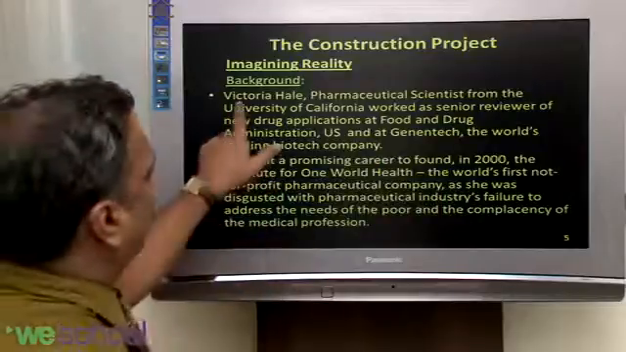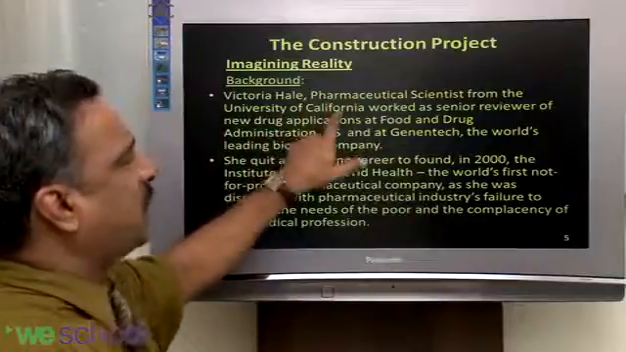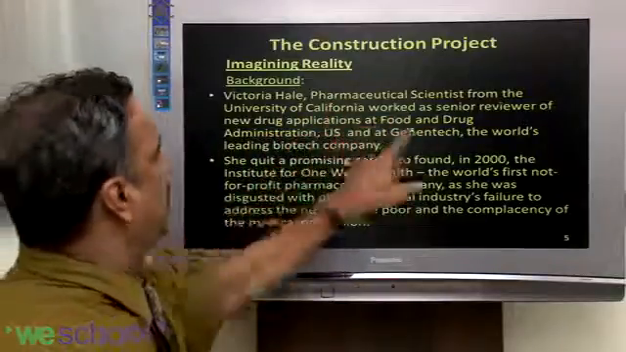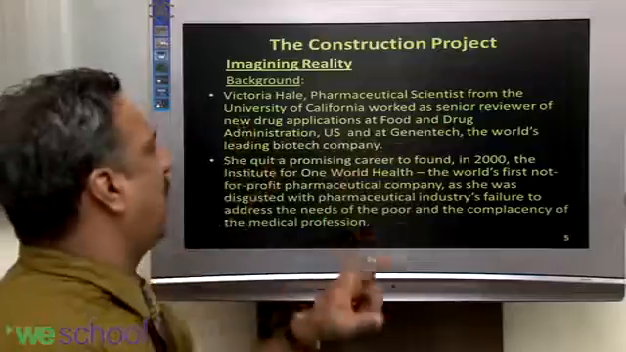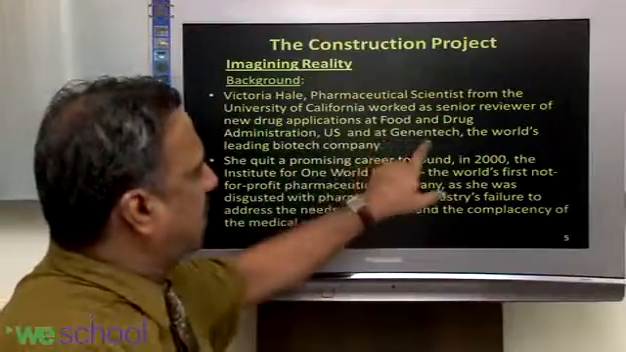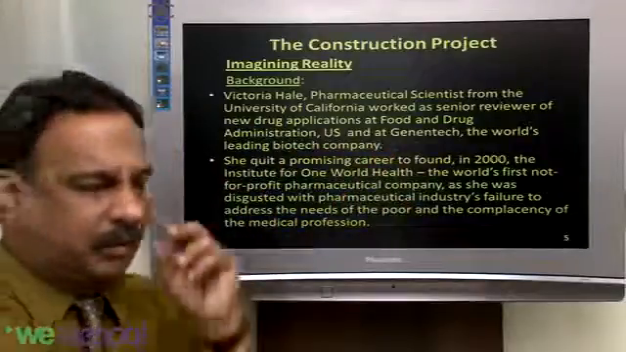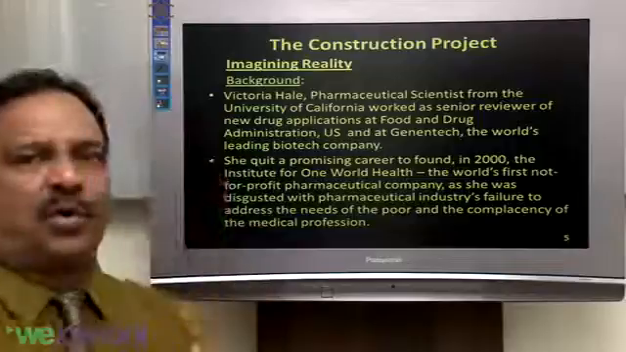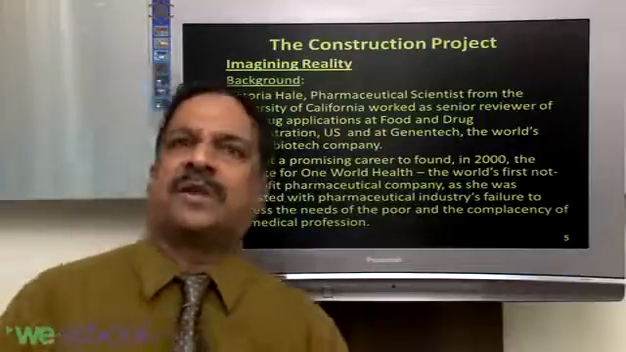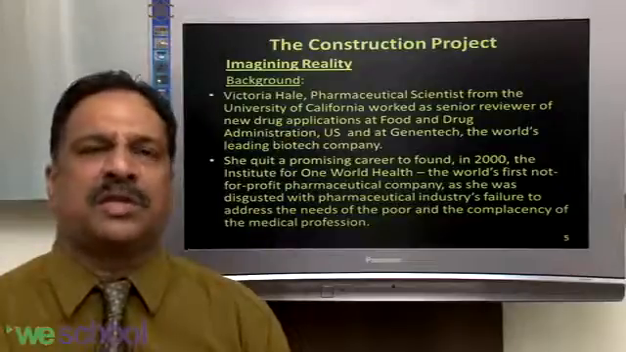Now, there is this lady called Victoria Hale, pharmaceutical scientist from the University of California, US, and she worked as a senior reviewer of new drug applications at Food and Drug Administration, USA, at Genentech, the world's leading biotech company. This was her background. She was one of those integrative thinkers, and she realized that she needed to do more than what she is doing.